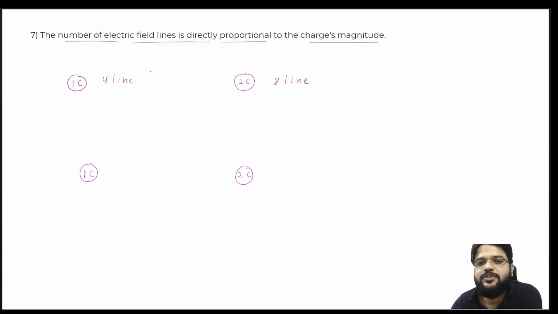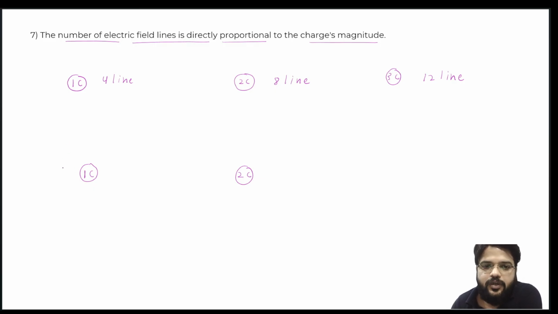If we are representing 1 coulomb charge with 4 lines, and for the 2 coulomb charge we take 10 lines, then it is wrong, everyone. If 1 coulomb charge is 4 lines, then 2 coulomb should be 8 lines. And if we have a 3 coulomb charge, then how many field lines do we need to take? It should be 12 lines, because we have proportionality.